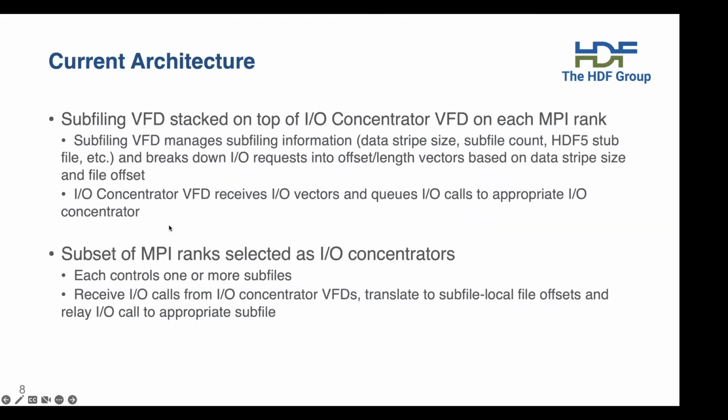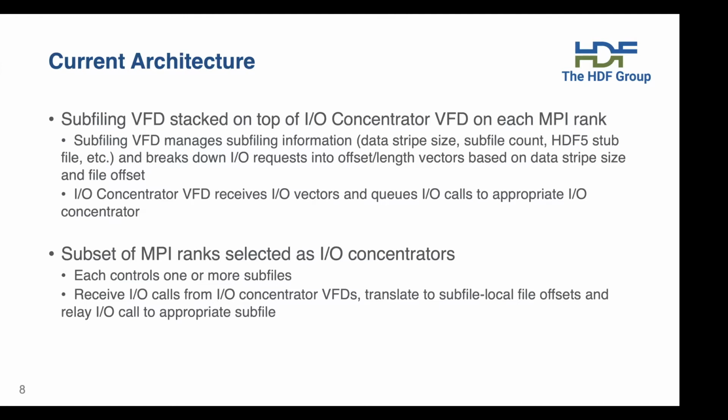So the current architecture of the VFD is that the subfiling VFD is stacked on top of an IO concentrator VFD on every MPI rank. And the subfiling VFD manages the information around subfiling, so the data stripe size, the number of subfiles, and so on. And it also breaks down IO requests into offset and length vectors based on your stripe size and where in the file the IO is going to.